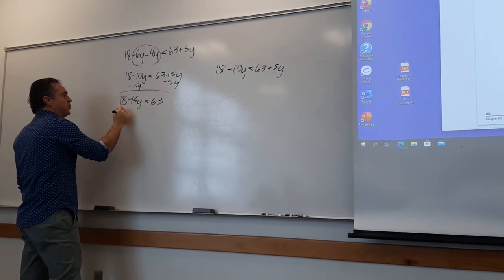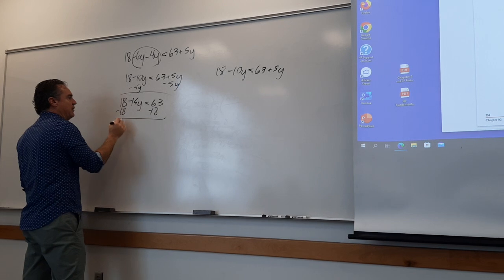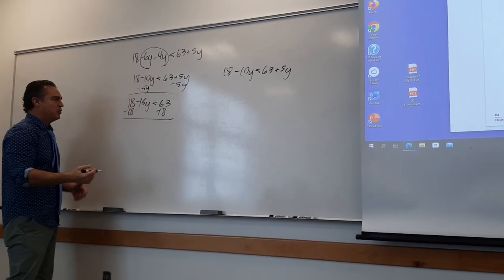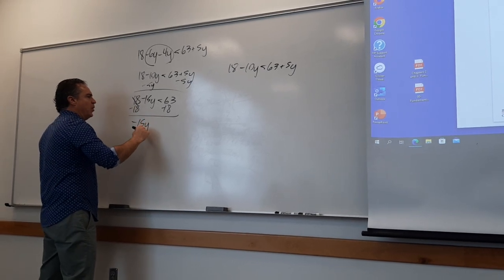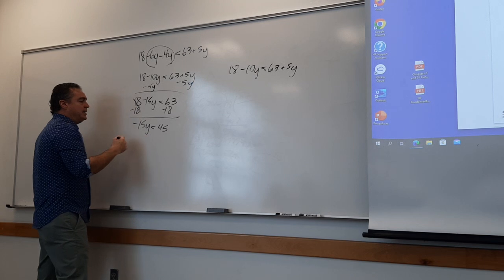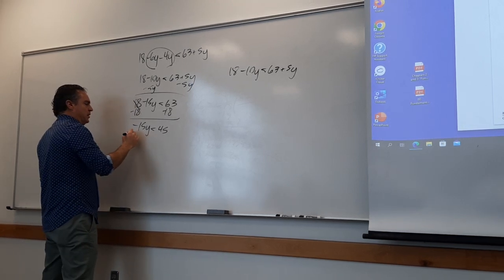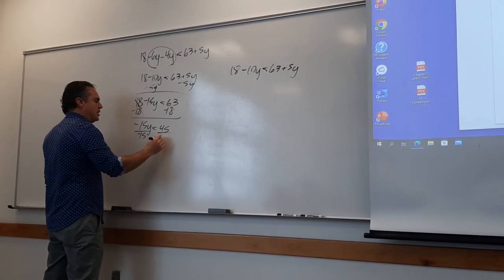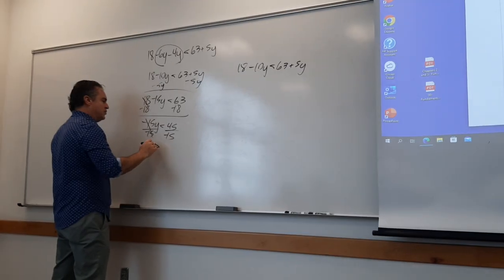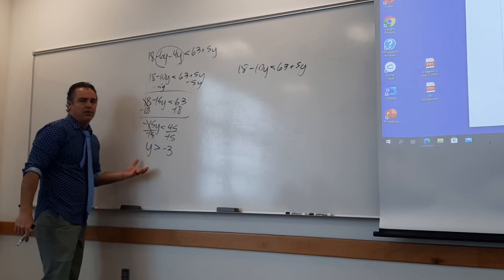We apply the addition principle. We subtract 18 from each side. That is a negative to both sides, but do I flip it now? No, because this is the addition principle. Negative 15y is less than positive 45. I need to divide each side by what? Negative 15. Because I divide each side by a negative number, I flip that sign. So this is y is more than negative 3. Say woo if you got it right.